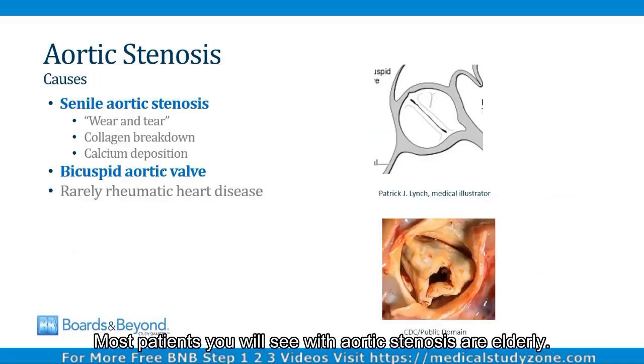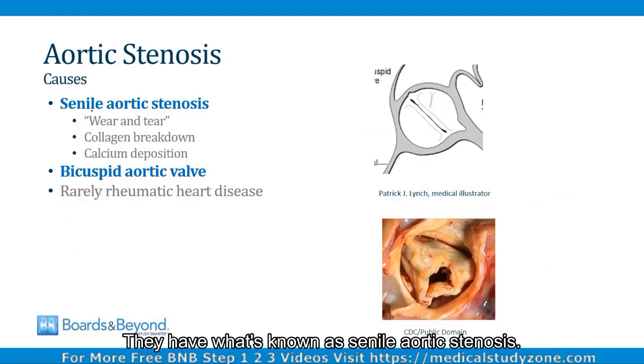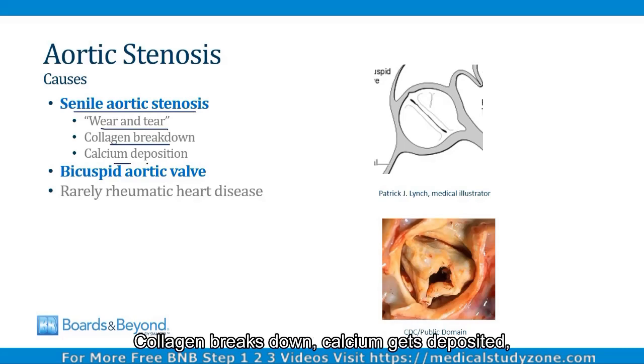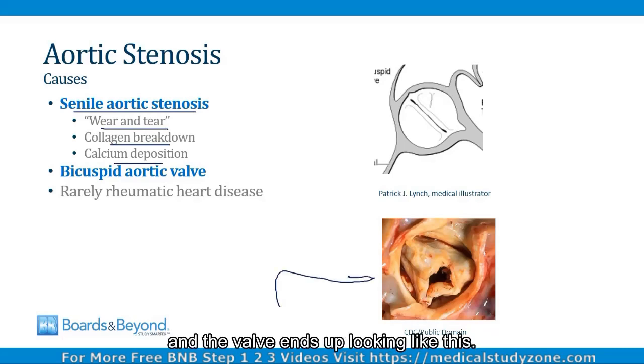Most patients you will see with aortic stenosis are elderly. They have what's known as senile aortic stenosis. This is basically a wear and tear lesion of the aortic valve. Collagen breaks down, calcium gets deposited, and the valve ends up looking like this.